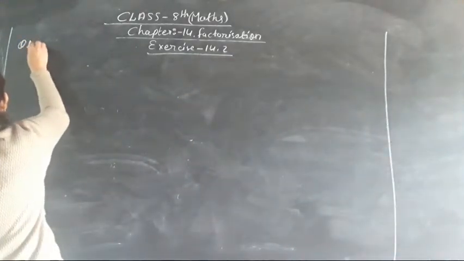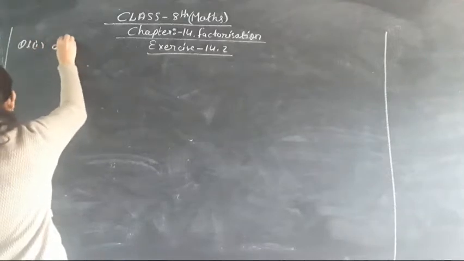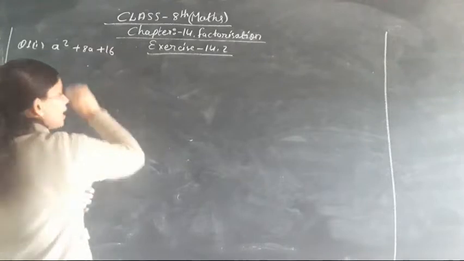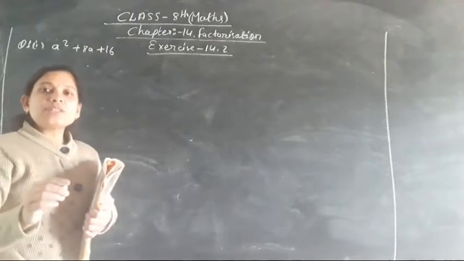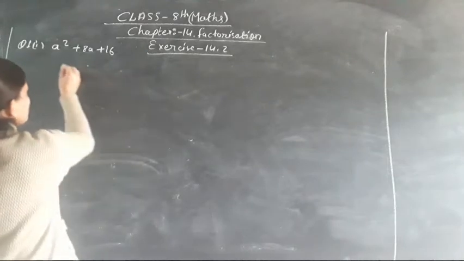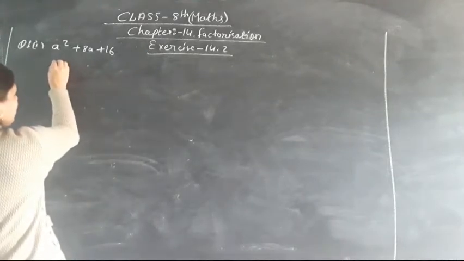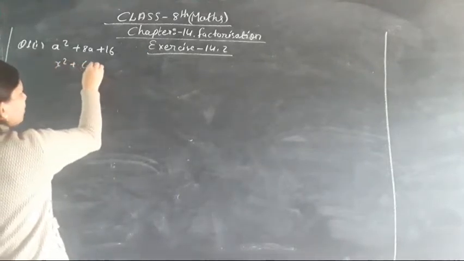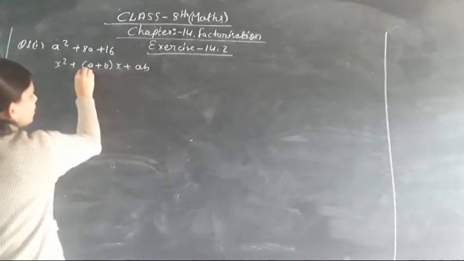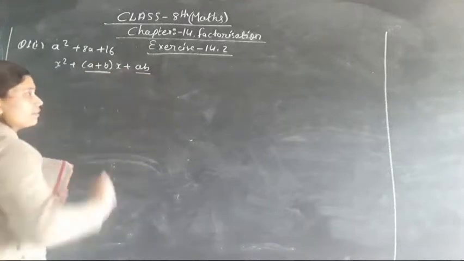Question 1. First, a square plus 8a plus 16. This is the expression. What we have to do is factorize it. How to factorize an expression? We have one identity, that is x square plus (a plus b) into x plus ab. This is the middle term and this is the third term.